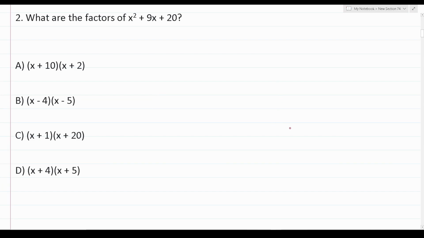Number 2 says, what are the factors of x squared plus 9x plus 20? So I'm going to start, not surprisingly, by copying down this expression. We have x squared plus 9x plus 20. And let me just say this from the get-go. You do have to know how to factor for the ASVAB. You will see a question about factoring.